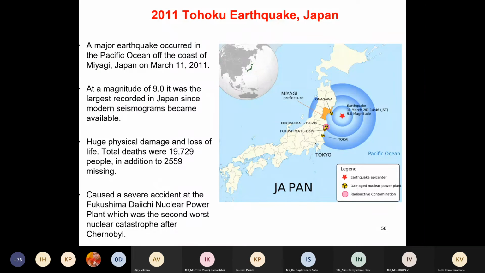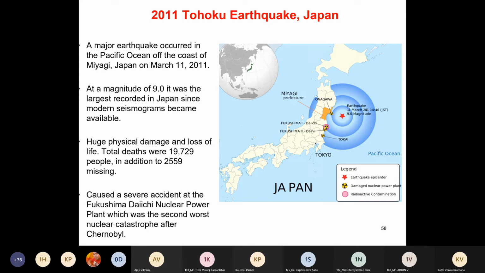Then the 2011 Tohoku earthquake in Japan. A major earthquake occurred in the Pacific Ocean off the coast of Miyagi, Japan on March 11, 2011. At a magnitude of 9, it was the largest recorded earthquake in Japan since modern seismograms became available. Huge physical damage and loss of life.